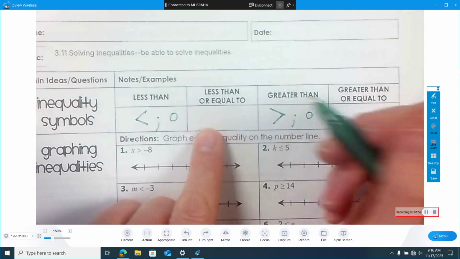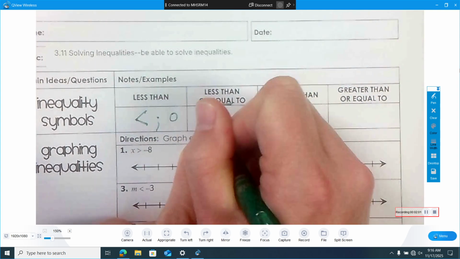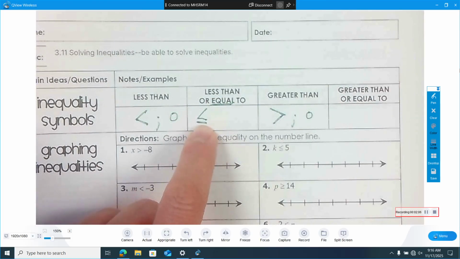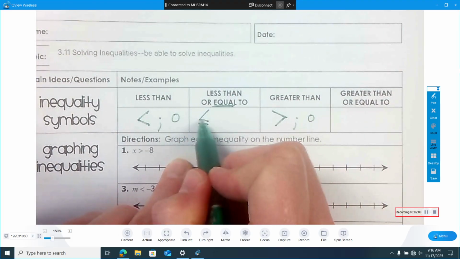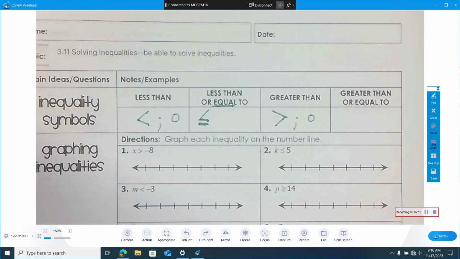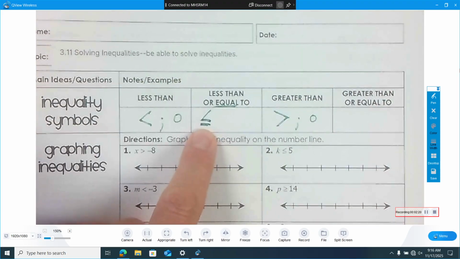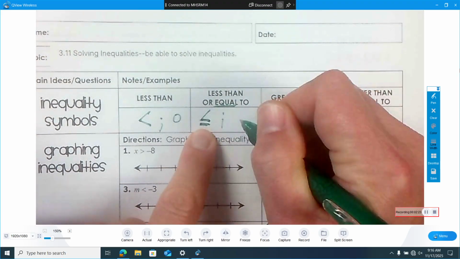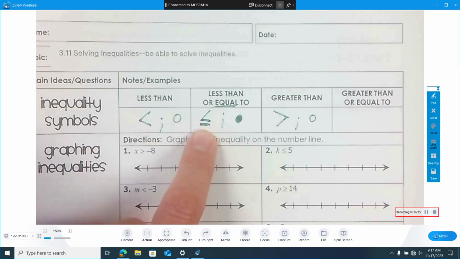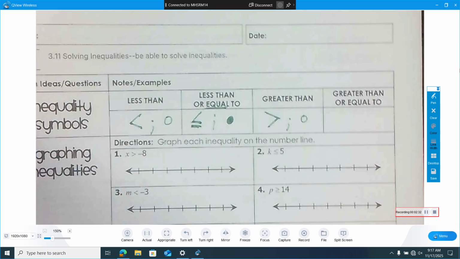We also have less than or equal to. So here's less than, and we put the extra bar under it. It means that it can also be equal to. Do you see how it's kind of like an equal sign right there? So it is less than and it is equal to as well. It's a combo, a 2-for-1. Because it's equal to, we use a nice little solid dot when we're graphing, and that means the actual number is included.